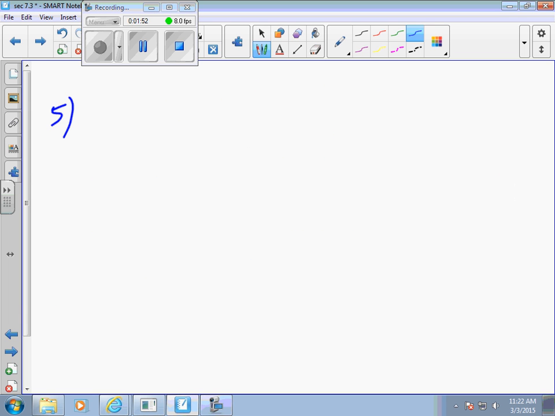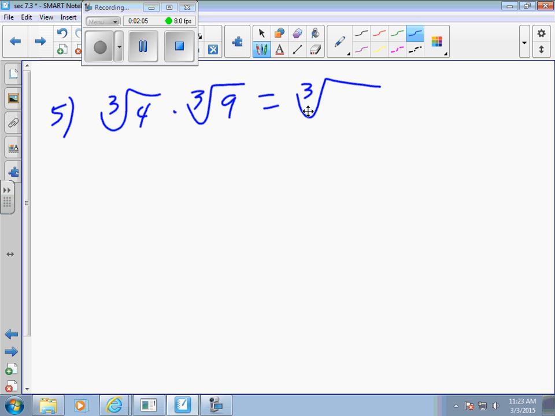And number 5, if I have the cube root of 4 times the cube root of 9, when I multiply it together under the common root of cube root, I get 36. I know that 36 is 2 times 2 times 3 times 3, or 4 times 9. None of them are a perfect cube, so this is my final answer.